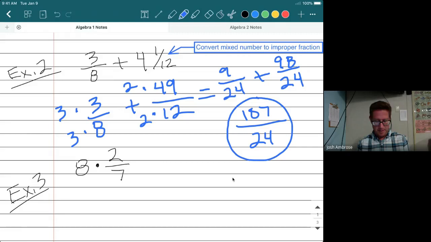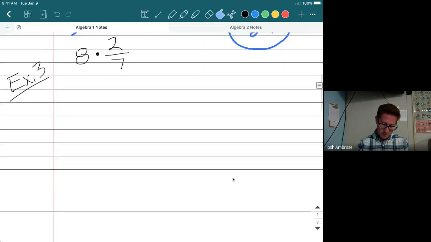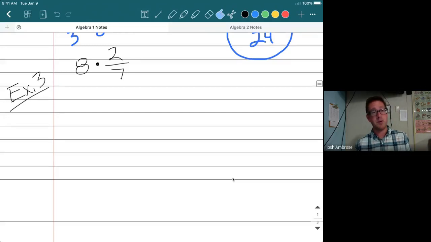Leave it just like that. Okay, all right, let's move right there. Example 3, we are multiplying 8 times 2 over 7.